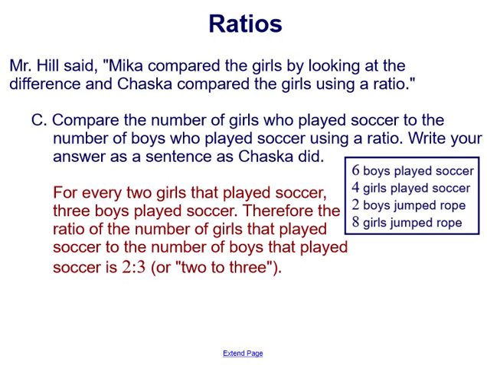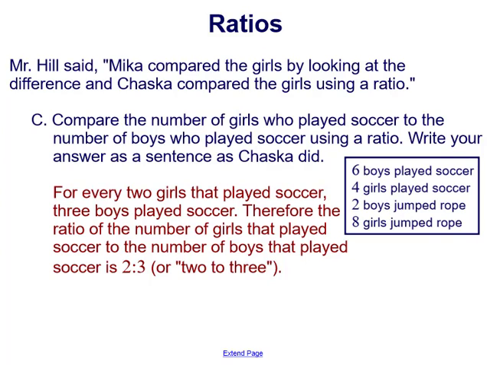And finally, we can compare the number of girls who played soccer to the number of boys who played soccer using a ratio and writing it as a sentence as Chaska did. So we're going to have the answer, for every 2 girls that played soccer, 3 boys played soccer.